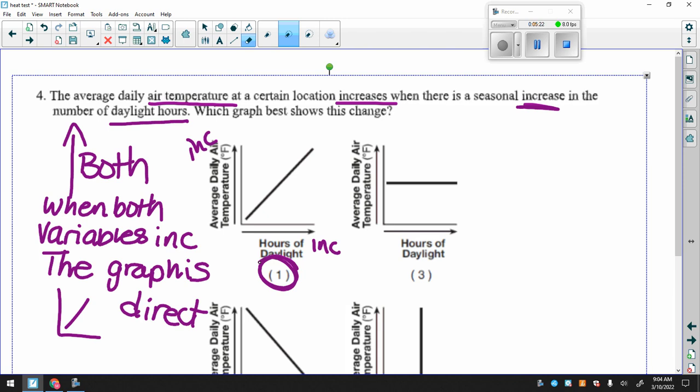All right, good. If you need time, this is homework. So start writing your questions. Yes, ma'am. If the question is crazy long, just like this, which graph shows the change, you need to write enough of the question so that you understand what you're doing. Ready for the next one.